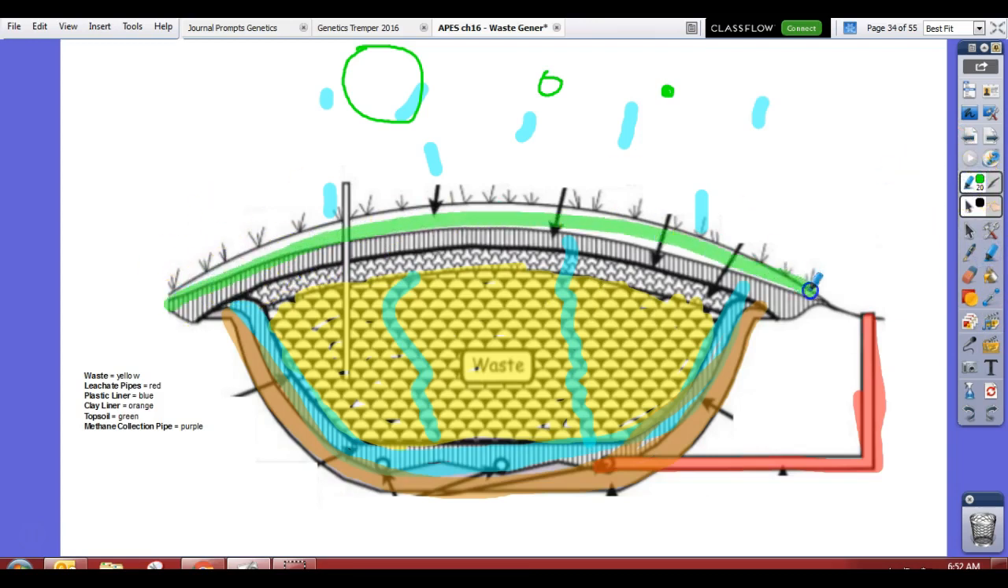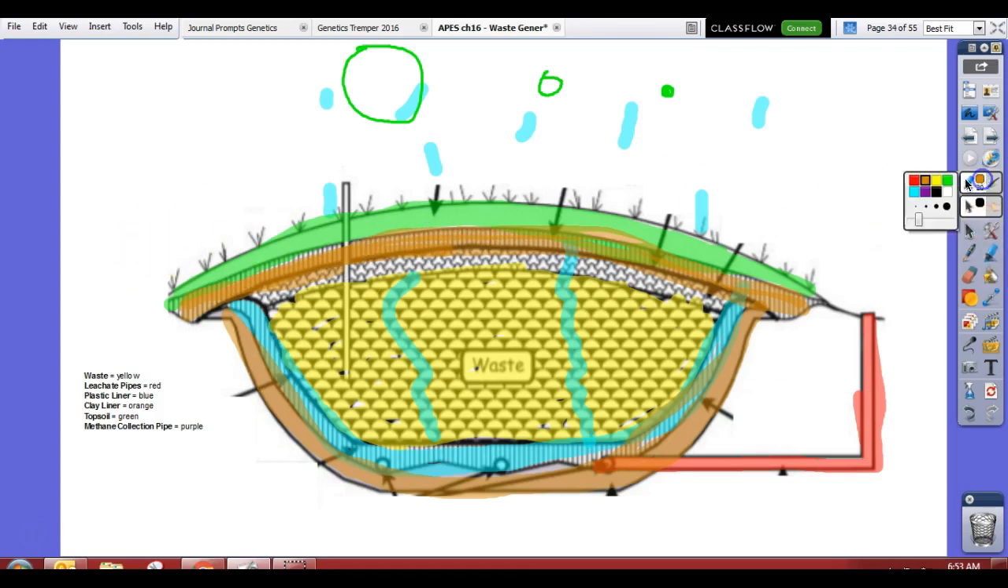I'm just going to color the top part. A lot of times we have clay that's going to be on top of the soil as well, so I'm just going to color one of these layers orange. Again, you see another layer here. Don't worry too much. We're just getting the general idea of what a landfill is.